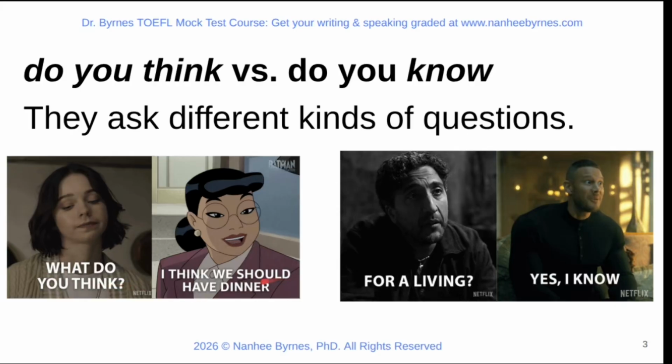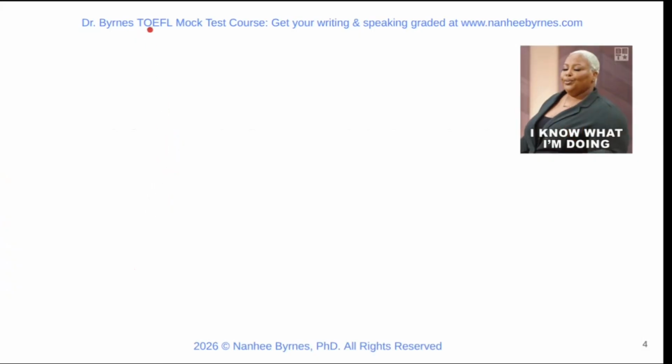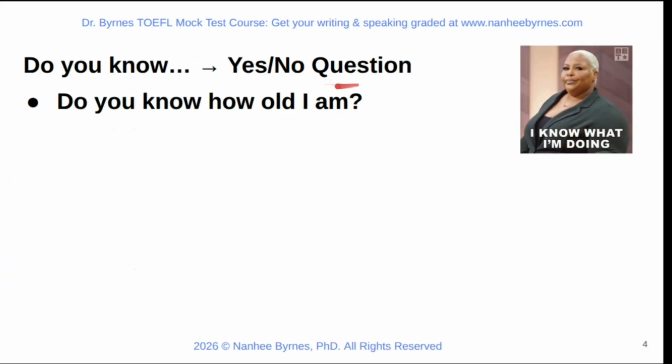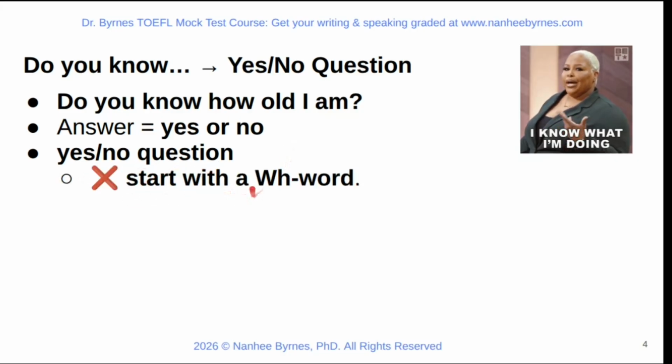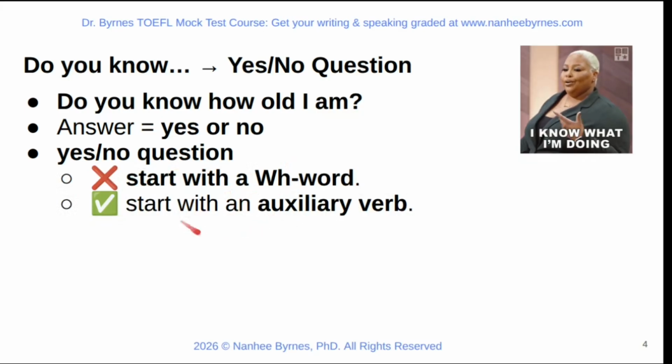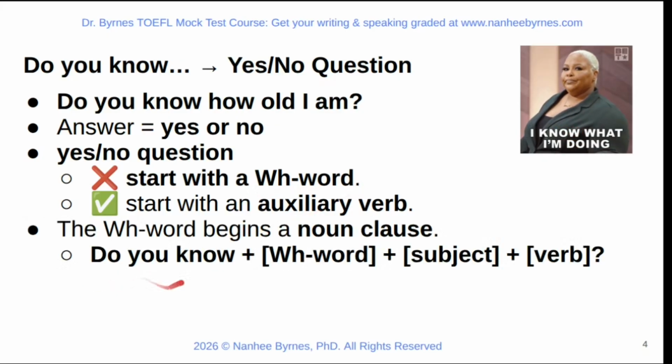1. Do you know? Yes or no question. When we say, do you know how old I am? We are asking whether you know or not. The answer should be yes or no. Because it's a yes or no question, the sentence cannot start with a which word. Instead, it must start with an auxiliary verb like do. The which word is embedded inside the sentence as part of a noun clause. The structure is do you know plus which word plus subject plus verb question mark.